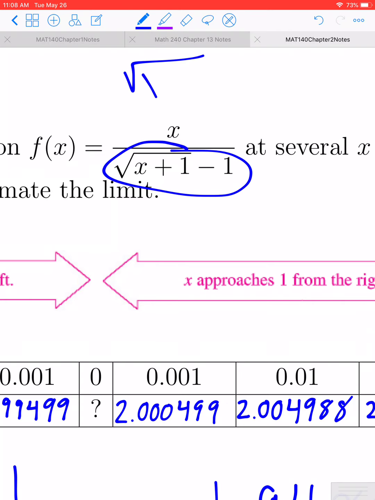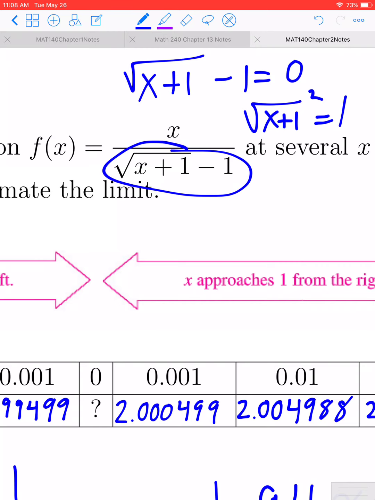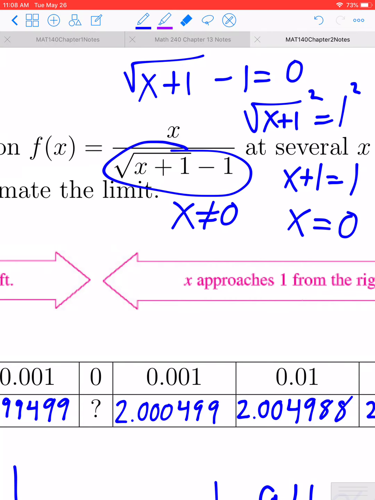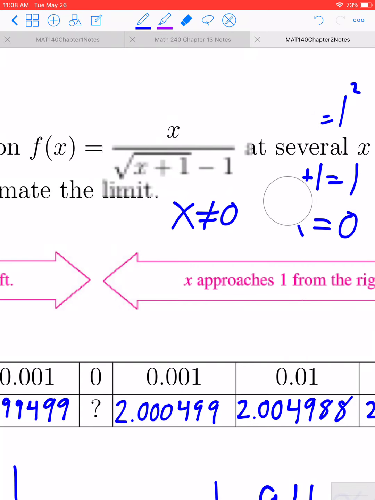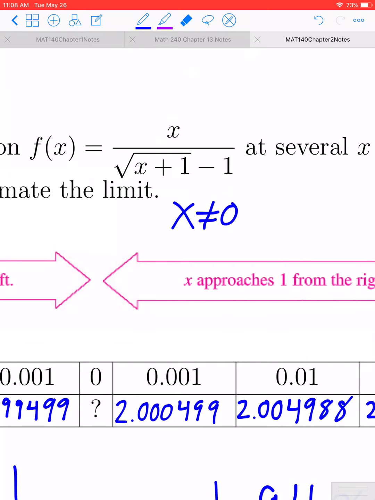Well, if we have the square root of x plus 1 minus 1 equals 0, we could bring the 1 over to the other side. We have the square root of x plus 1 equals 1. Square both sides. We have x plus 1 equals 1. Subtract 1 from both sides, we get x equals 0. So that value, x equals 0, is not in the domain of this function. So we're not able to plug 0 in and get an output. Nevertheless, we would still like to know, what's the function doing in and around that disallowed value 0?